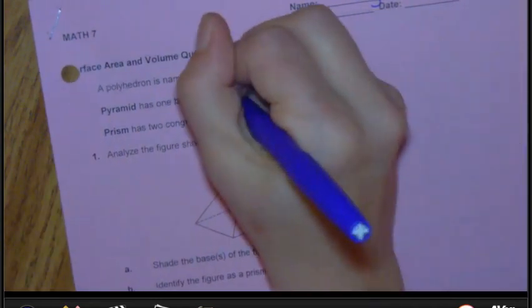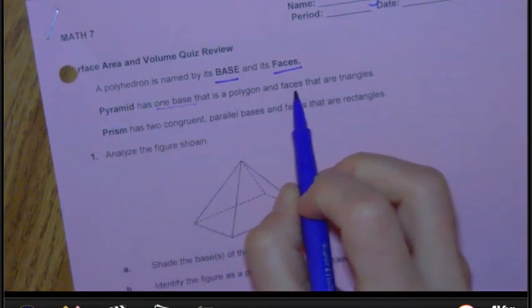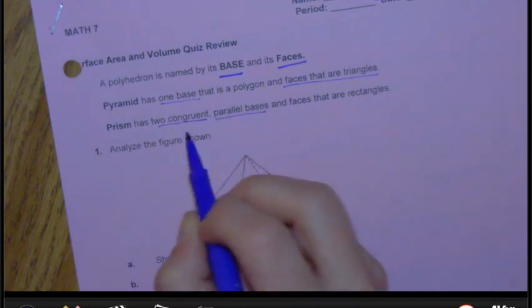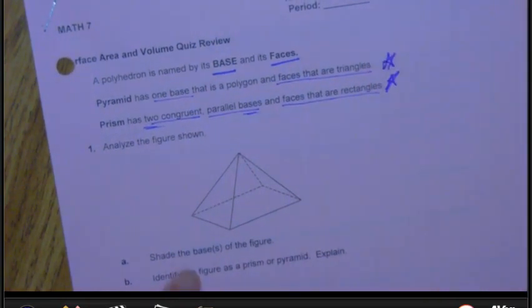All right, so I am told a polyhedron is named by its base and its faces. A pyramid has one base, which is a polygon, and the faces are lateral faces, or triangles. A prism has two congruent parallel bases, so two bases, and all of our lateral faces are rectangles. Those are the two big key differences between a pyramid and a prism. These make up our four separate characteristics.